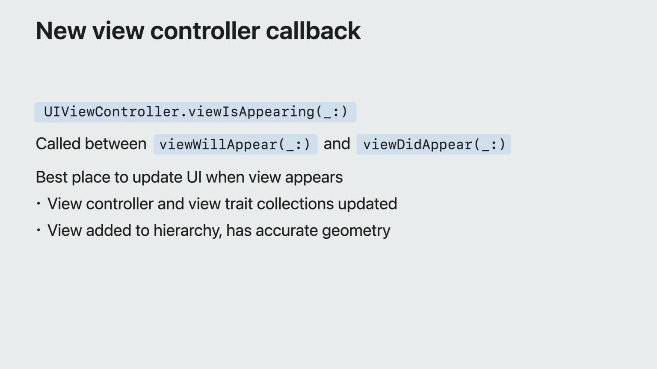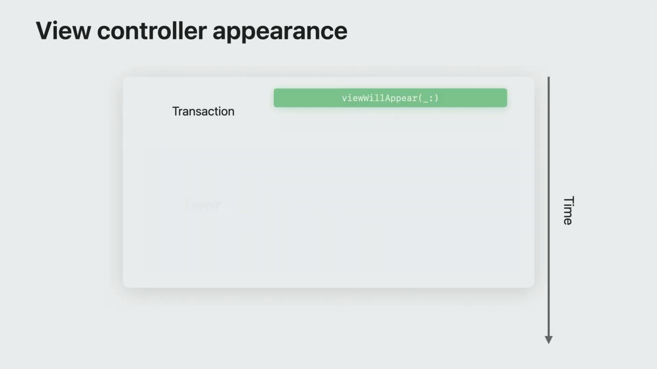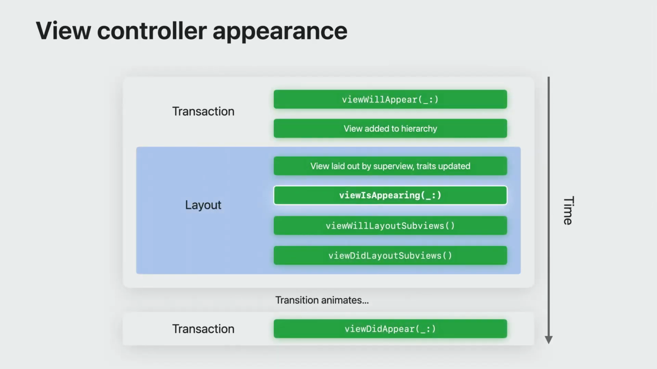Lastly, this new view is appearing method back deploys all the way to iOS 13, so you can take advantage of it even if your app runs on older versions of iOS. Here is an illustration of how the new view is appearing callback fits in with some other key events during a typical view controller appearance transition. I'd like to point out a few things.